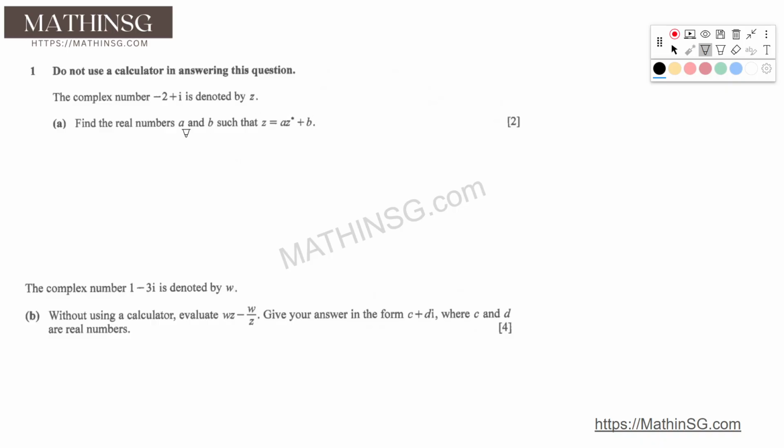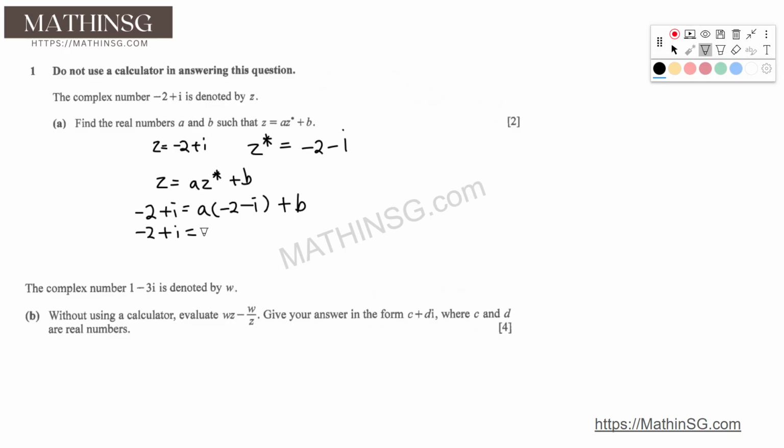Okay, so you have z, it is minus 2 plus i. Its conjugate will be, just change the sign of the imaginary number, so it's minus 2 minus i. So now I have z equals a z conjugate plus b. So minus 2 plus i equals a times minus 2 minus i plus b. Okay, so now let me expand it.